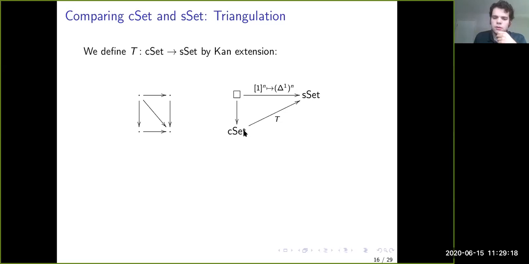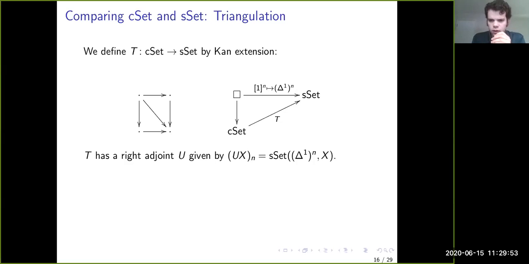And we take the Kan extension of that along the Yoneda embedding to get this functor T from C set to S set. Now the way we think of this triangulation functor, intuitively, is as taking the cubes in a cubical set and breaking them up into simplices in order to obtain a simplicial set. That's illustrated right here for a 2 cube. You can see we take a 2 cube and we break it up into a pair of 2 simplices.